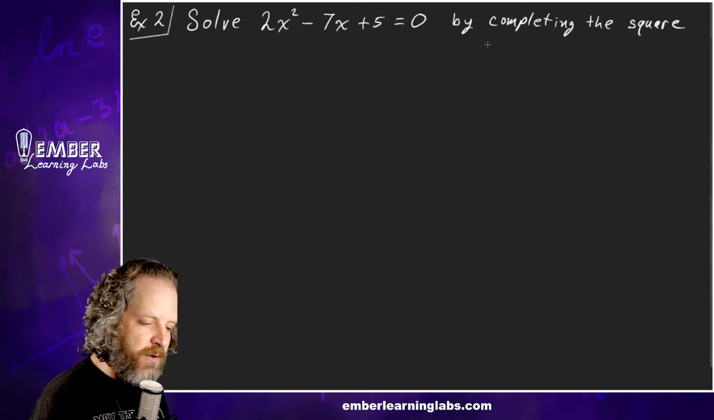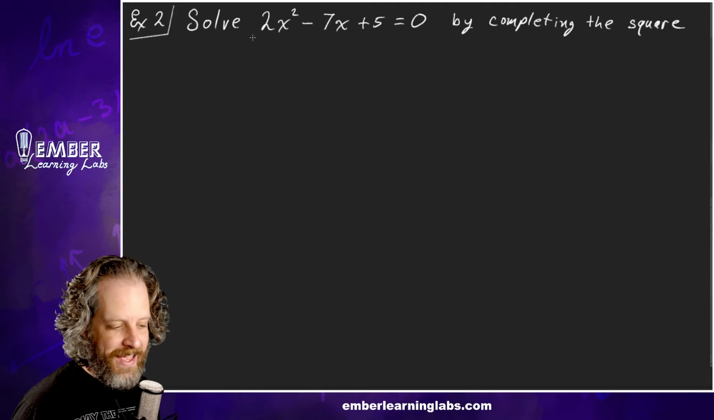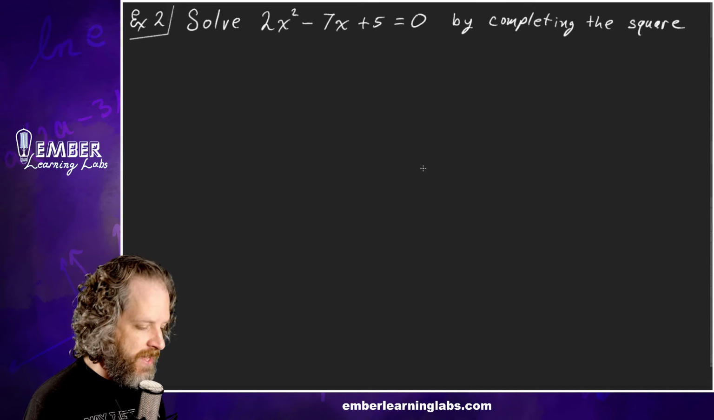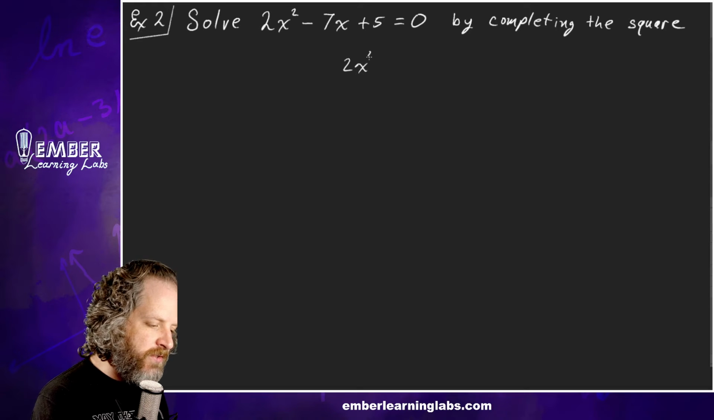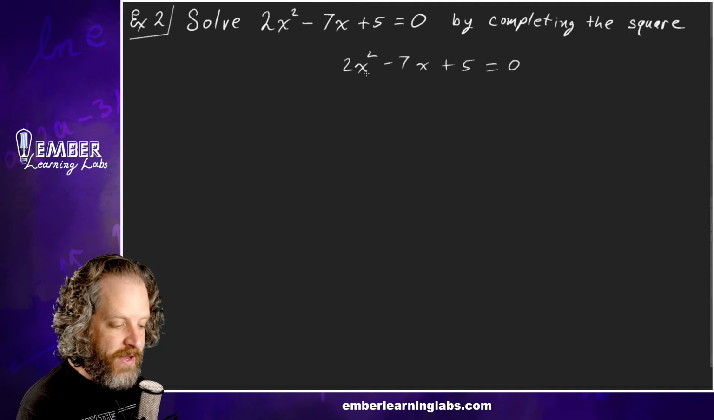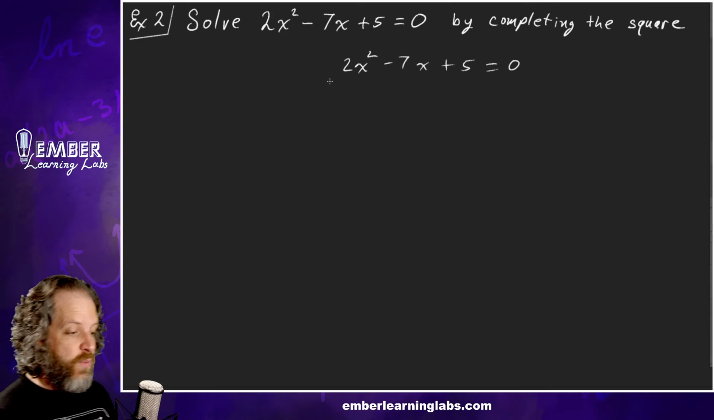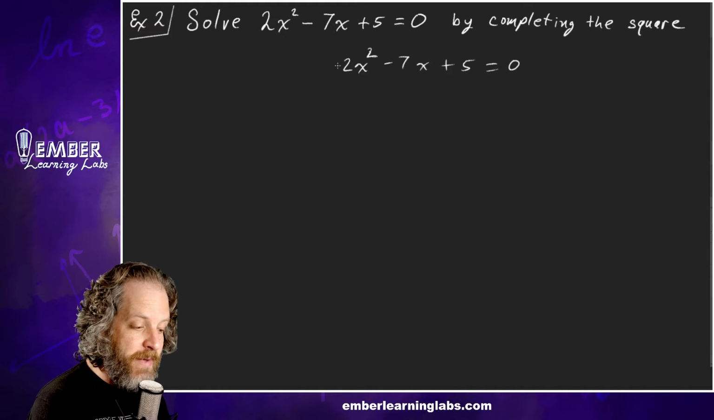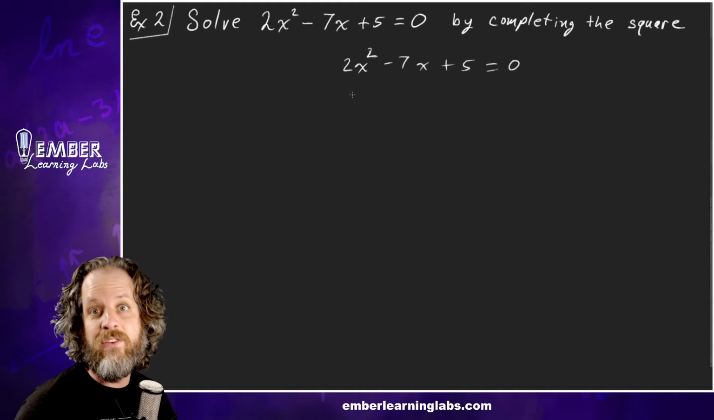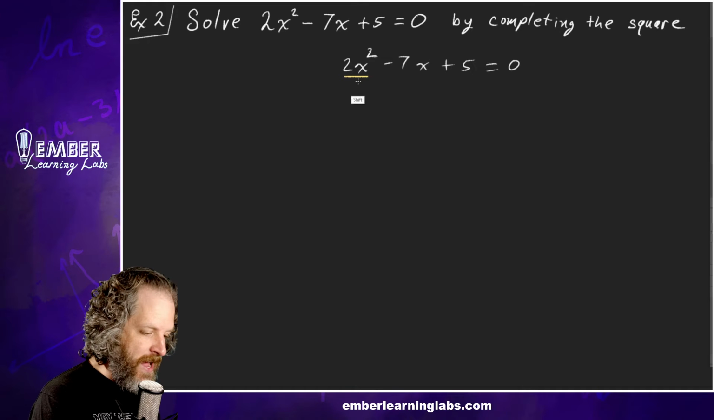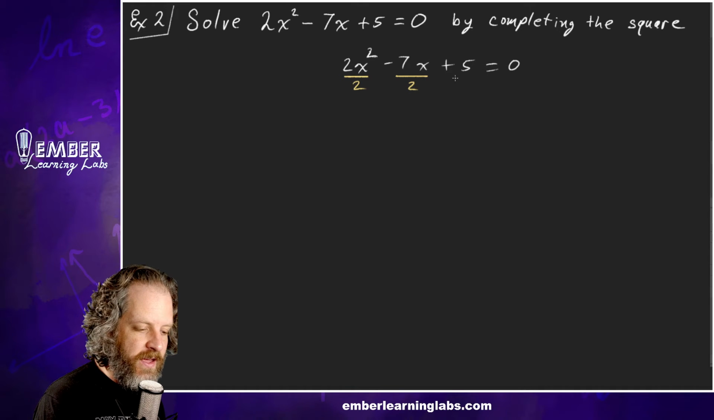In order to complete the square, A cannot be anything except 1. A has to equal 1. In this problem, A equals 2. So we've got 2x squared minus 7x plus 5 equals 0. We cannot have anything except a 1 right here. So the first thing we need to do if A is not 1 is make it a 1. How would we turn a 2 into a 1? We're going to use the multiplicative inverse. In other words, we're going to divide everything by A, so we're going to divide by 2.